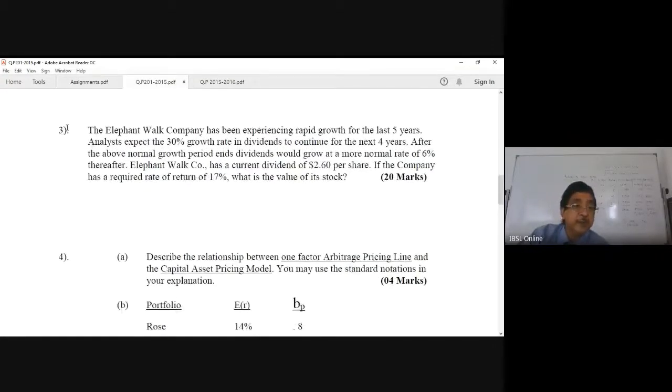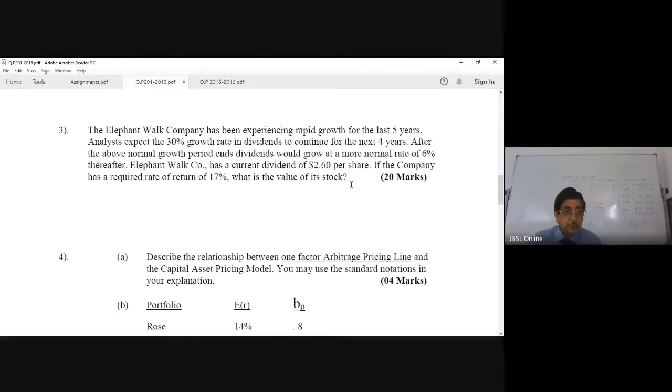Right, now the third one. The Elephant Walk company has been experiencing rapid growth for the last 5 years. Analysts expect the 30% growth rate in dividends to continue for the next 4 years. After the above normal growth period, dividends would grow at a more normal rate of 6% thereafter. Elephant Walk company has a current dividend of $2.60 per share. If the company has a required rate of return of 17%, what is the value of its stock?